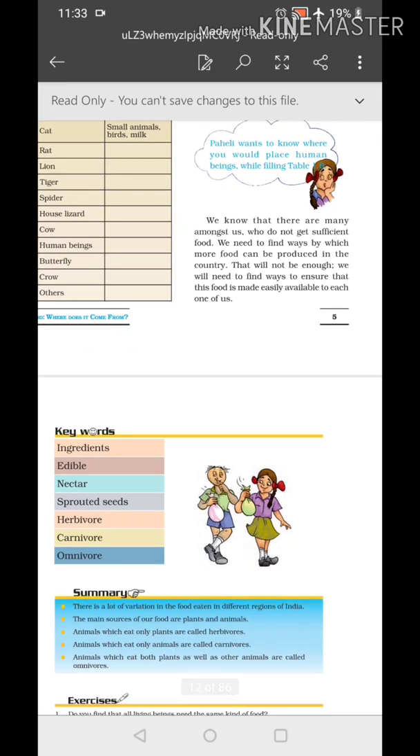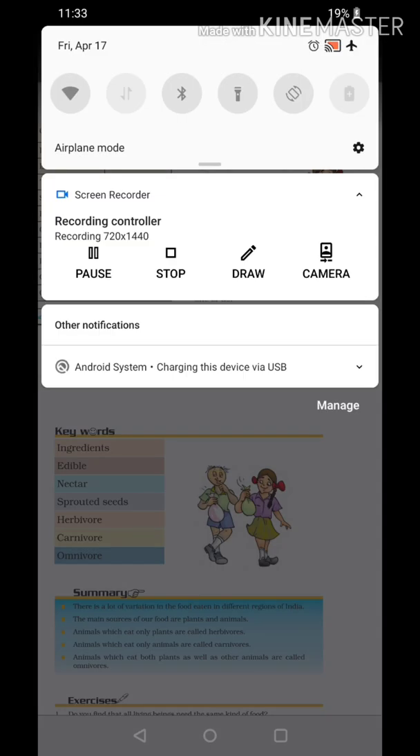And then we did edible parts of plants. Lastly, classification of animals on the basis of their food habits. And what are the three categories? Herbivores, carnivores and omnivores.